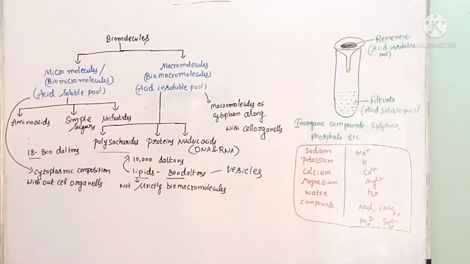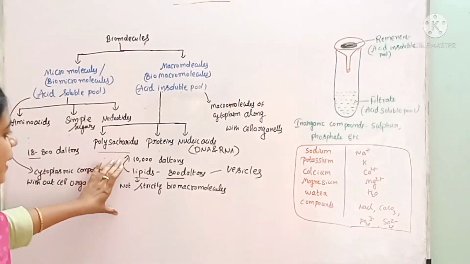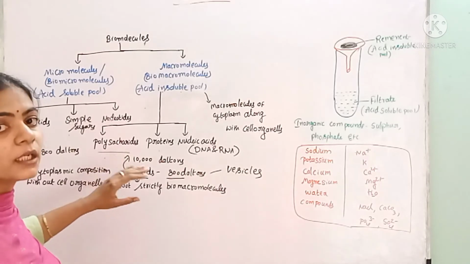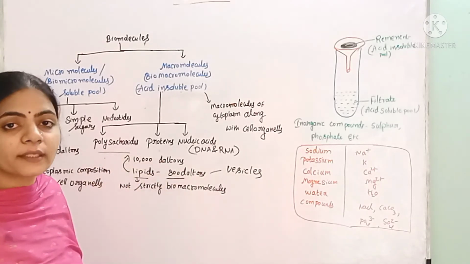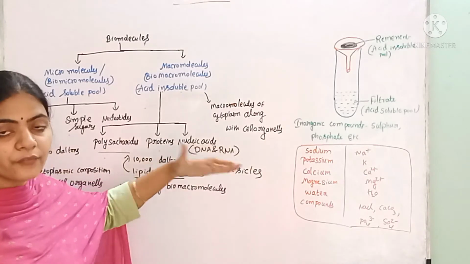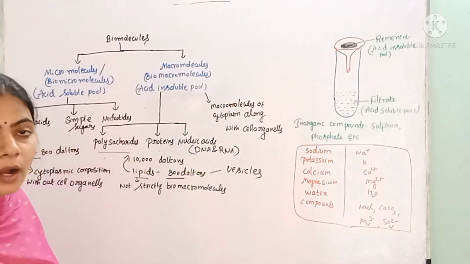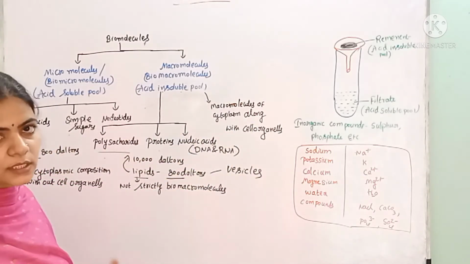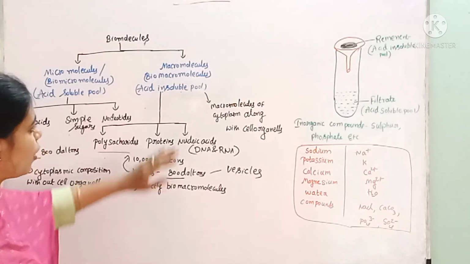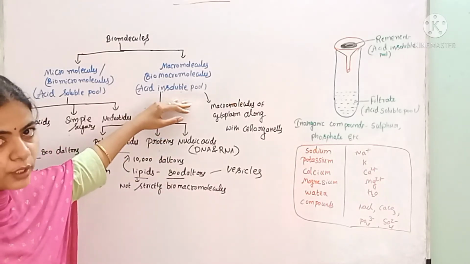And as per molecular weight, the micromolecules have a molecular weight in the range of 18 to 800 daltons only, whereas the macromolecules have 10,000 daltons and above. Compounds with a molecular weight of 10,000 daltons and above all come under the macromolecules.